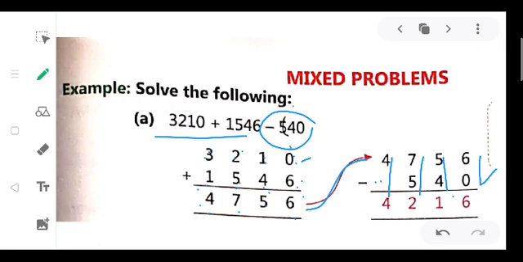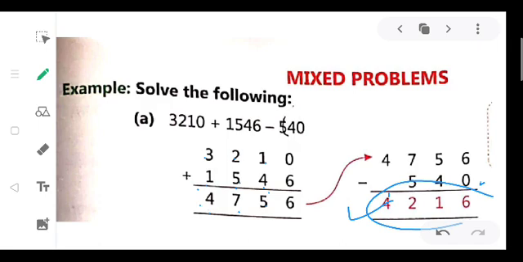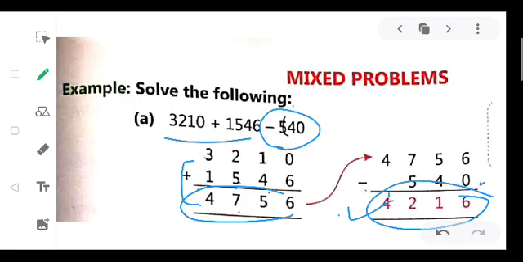So when we added 3210 plus 1546 and subtracted 540 from this, we got the answer 4216. Firstly we added these two, and then from the sum we subtracted the last number. Clear?